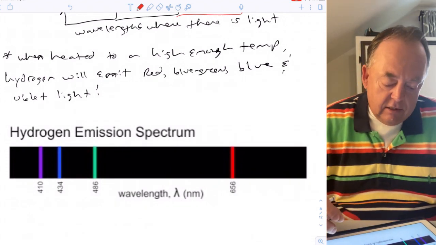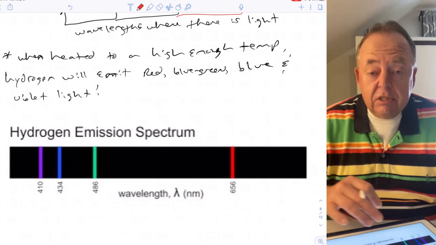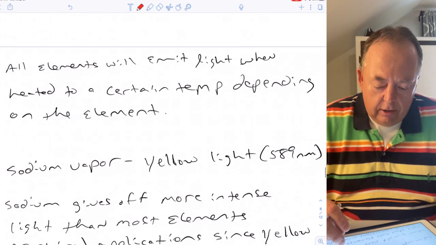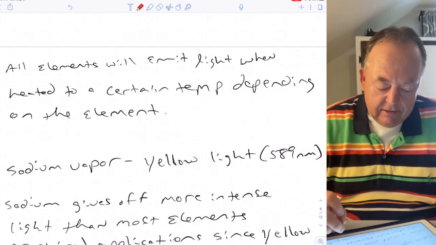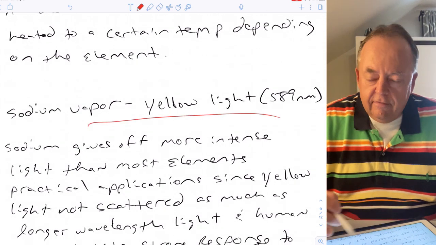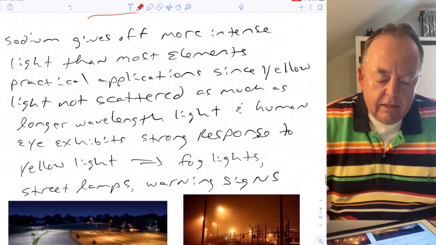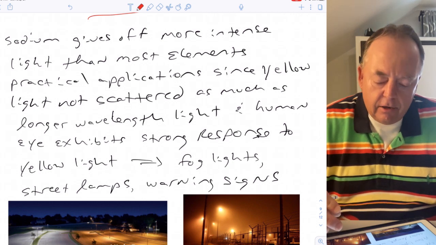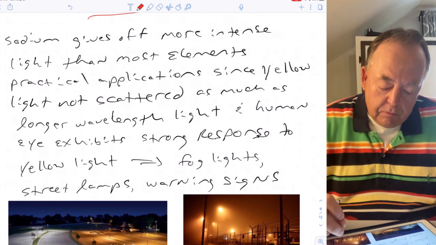So you get 4 lines from hydrogen in the visible region of the spectrum. And again, our job is to explain that. Basically all elements do this. All elements will emit light when heated to a specific temperature depending on what the element is. Sodium vapor, for example, will emit yellow light at 589 nanometers. Sodium gives off more intense light than most other elements and has practical applications since yellow light is not scattered as much as longer wavelength light, and the human eye exhibits a strong response to yellow light.